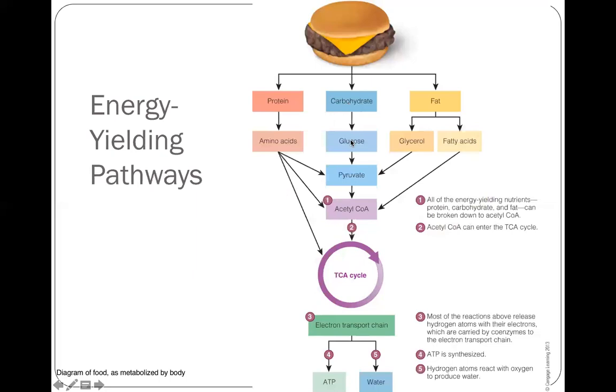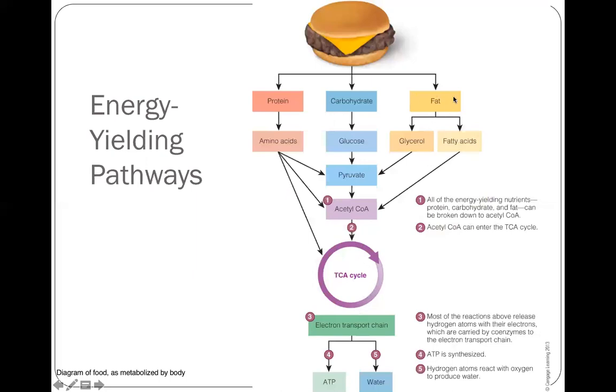Carbohydrates we break down to glucose. Glucose is a 6-carbon molecule. For every 6 carbons in glucose, we can get 2 pyruvate molecules because pyruvate is a 3-carbon compound. And then from pyruvate, we can get 2 acetyl-CoAs. The additional carbon is lost and combines with oxygen. Acetyl-CoA then will enter the TCA cycle and move through the metabolic process.